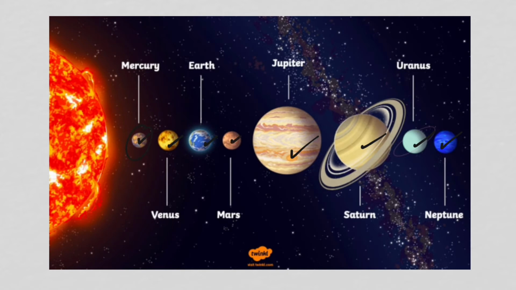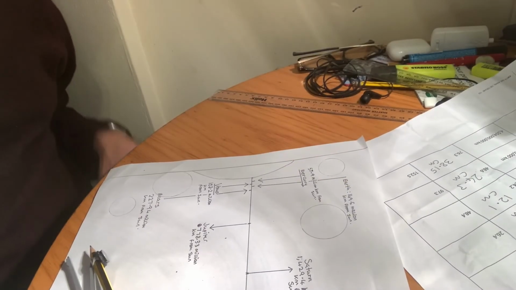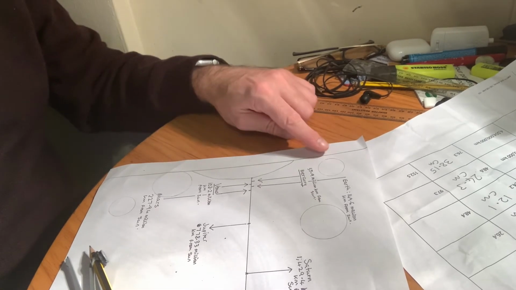So Mercury and Mars will be my smallest. Then we've got Venus, Earth, Uranus and Neptune similar. Saturn quite a bit bigger than them. And Jupiter bigger than Saturn still. I promised they were all fine first time.